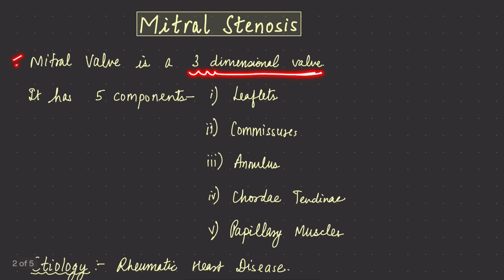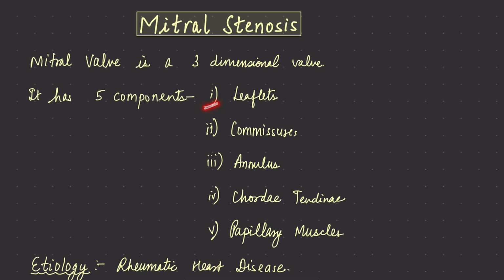A few things about the anatomy. The mitral valve is a three-dimensional valve. Its anatomy is very complex as compared to the tricuspid valve. Although the tricuspid valve has three leaflets, its anatomy is a bit easier. From a surgery point of view, the mitral valve is very complex in its anatomy. It has five components.